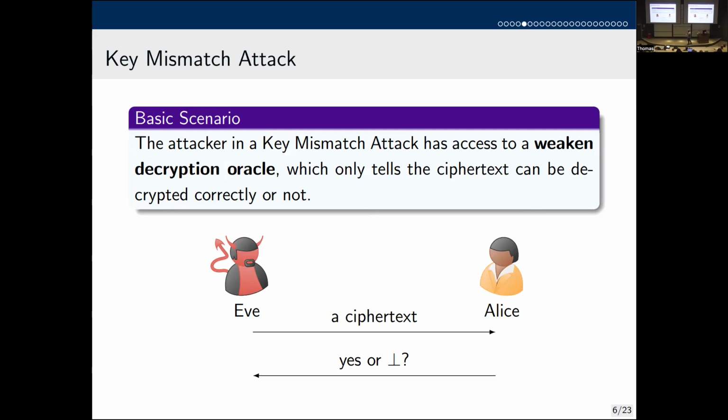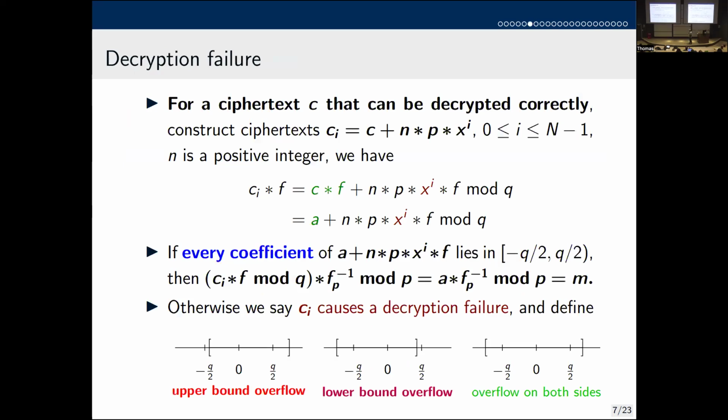What we try to do is to modify a good ciphertext such that we observe when the decryption fails. That's the basic idea. So let's look at what the original design did. Suppose you have the original ciphertext, which is a valid ciphertext. What you do is add some noise into it, which is an integer n times p times x to the ith power, where x to the i is one of the monomials. And then you try to decrypt it.